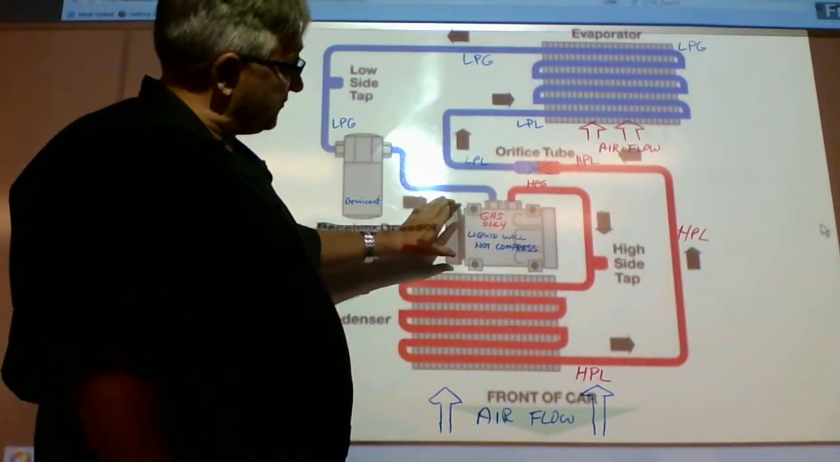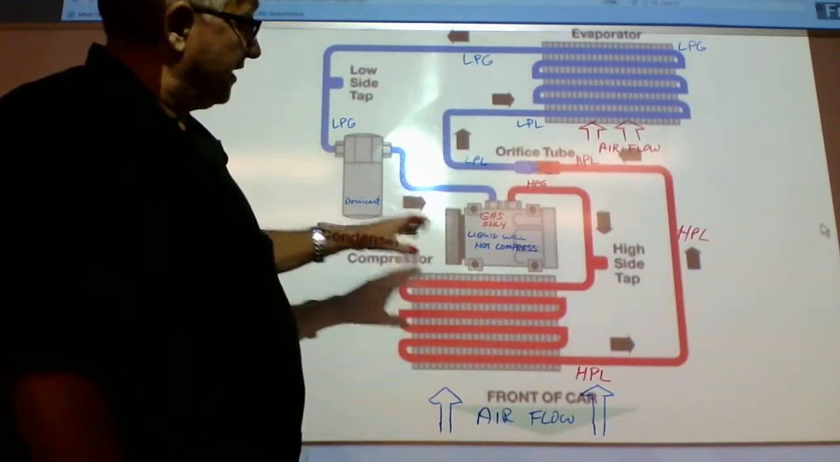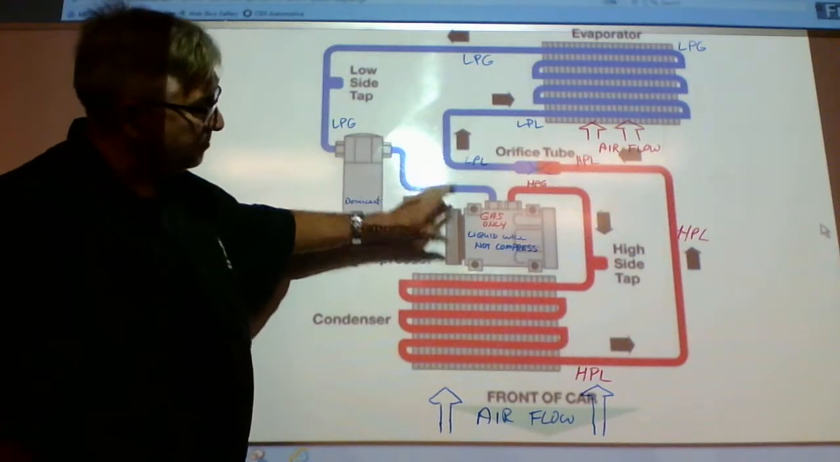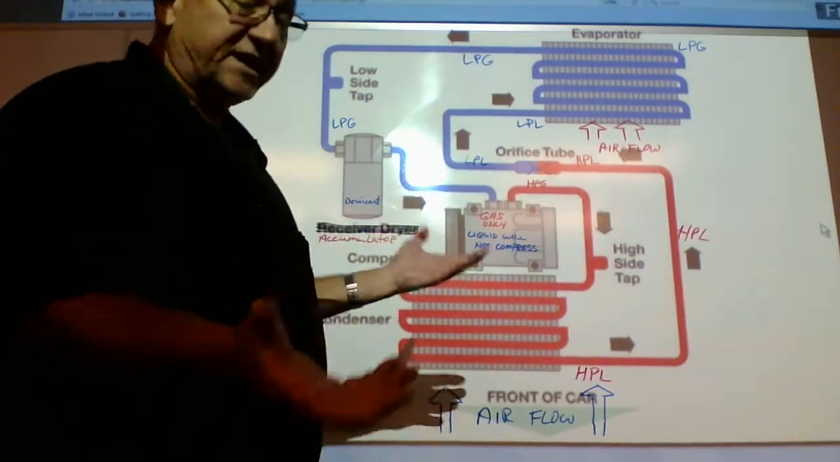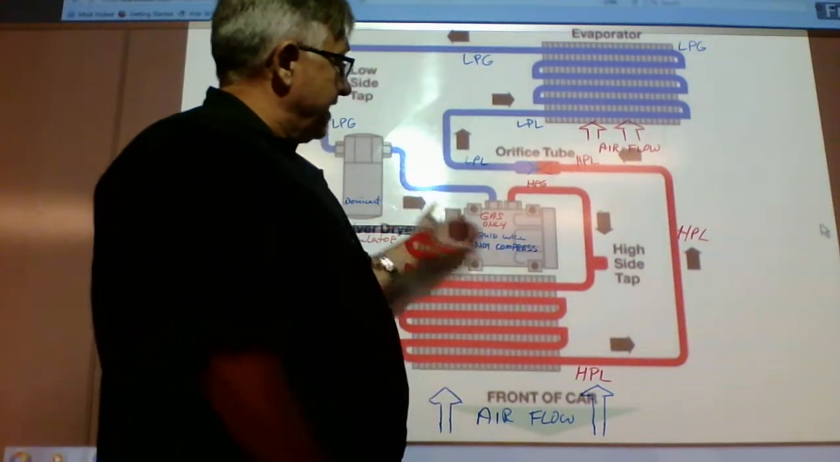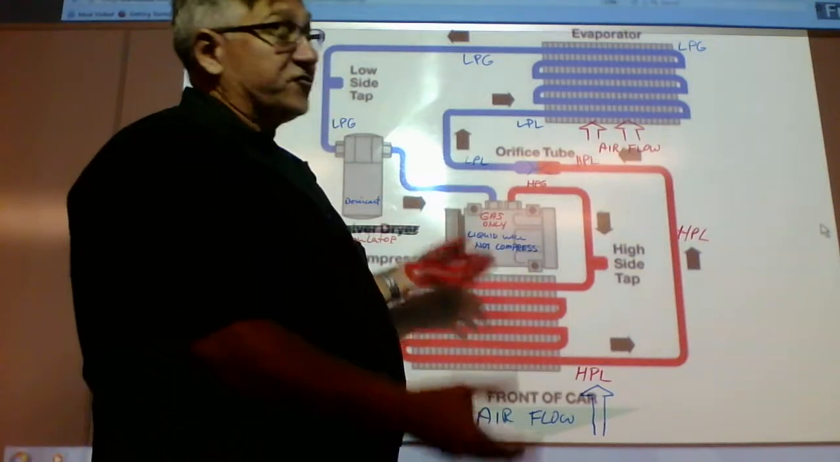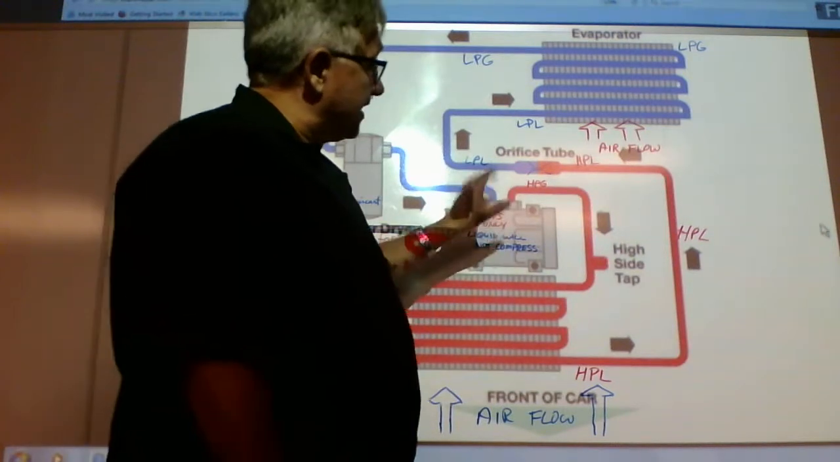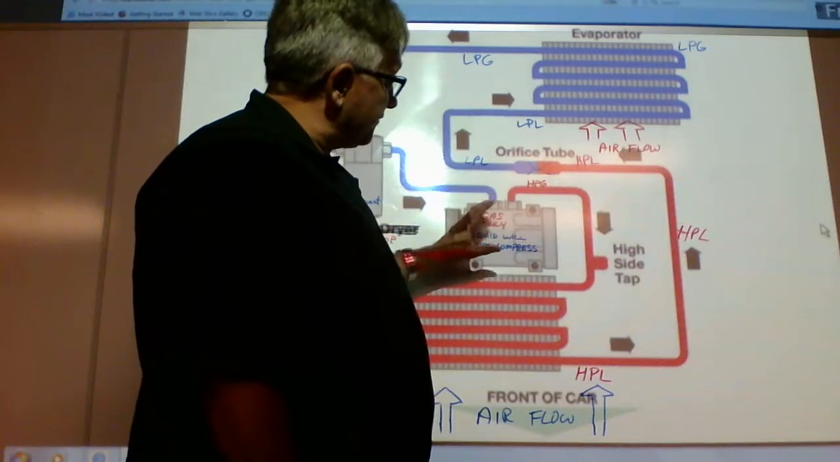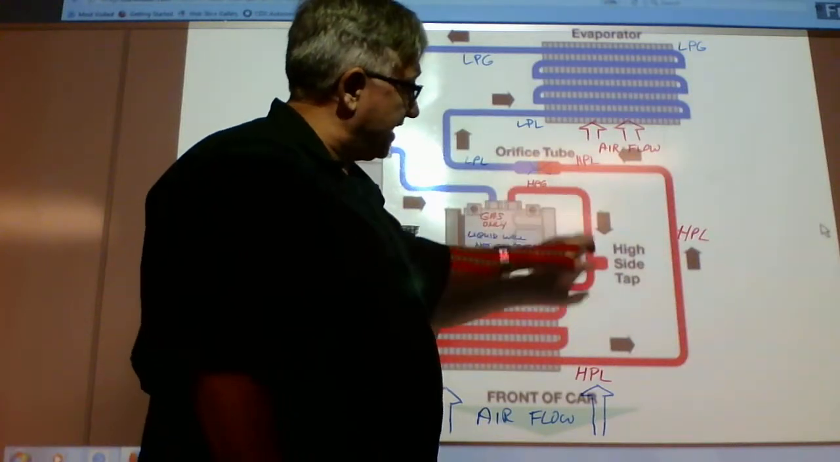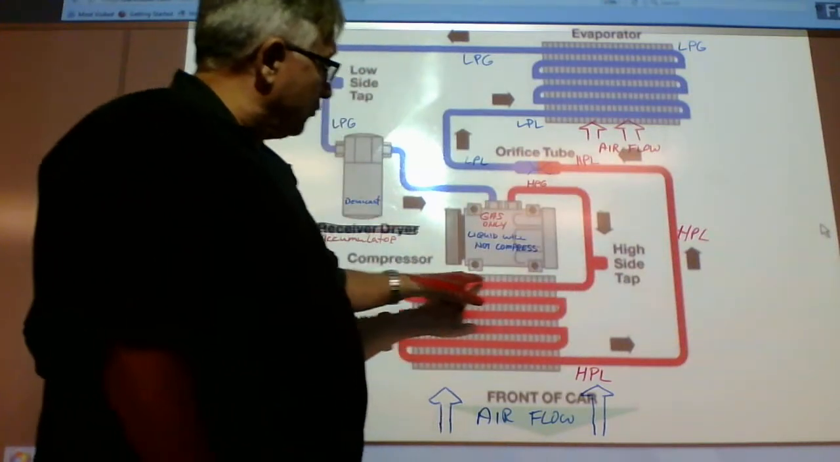a low pressure gas. So basically what we have here is the compressor in the automobile, like I said, is the heart of the system. And a compressor compresses gas. So what it does is it takes the Freon and compresses it into a high pressure gas. It comes down and goes through the condenser.